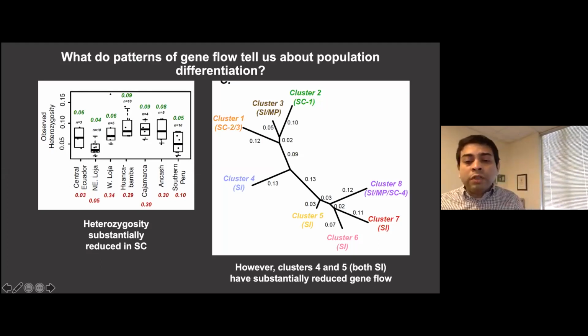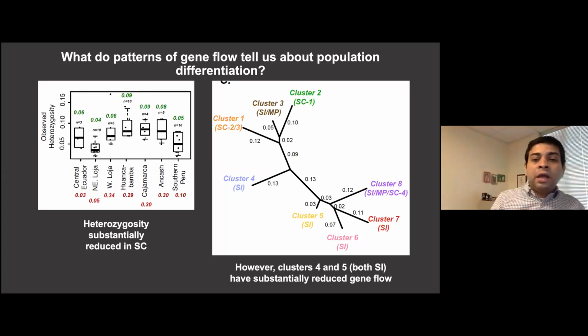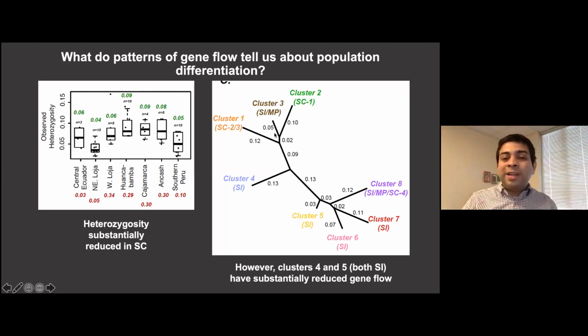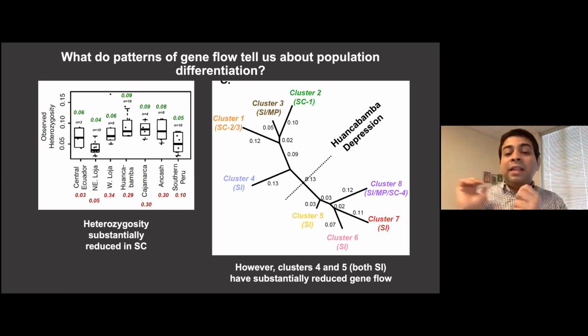When we look at how gene flow is occurring using FST, interestingly, the self-compatible populations again are quite separate from self-incompatible ones. They show longer branch lengths here, but clusters 4 and 5, which are both self-incompatible, also do, and they are right next to each other. They are very close to each other, but they lie in the AHZ. They are separated by the Huancabamba depression, and cluster 4 especially appears to have high local differentiation and reduced gene flow compared to the other clusters.